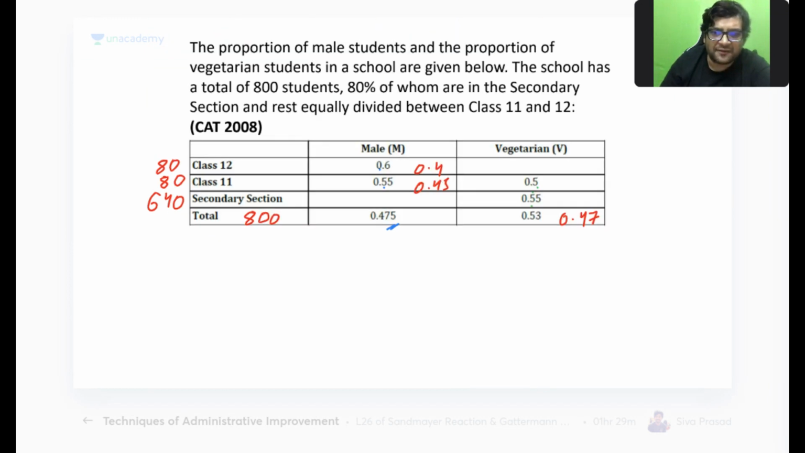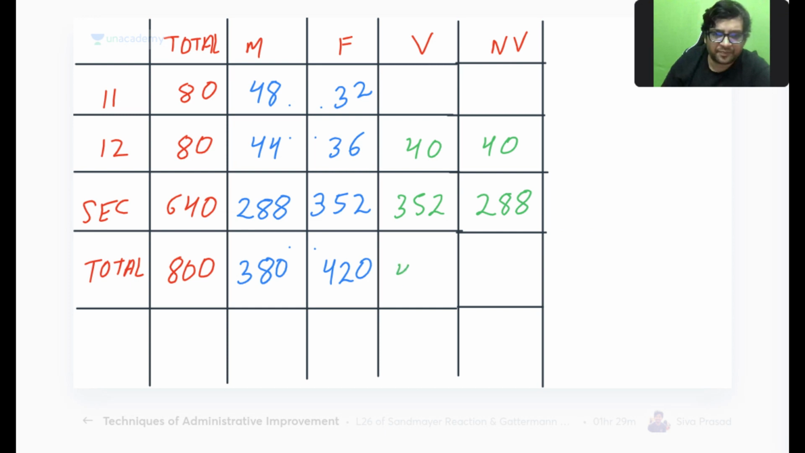And in my total, 53% is veg. 53% of 800: 50% of 800 is 400, 3% of 800 is 24. This is 424, which means this will be 376. So how much is left? From 376, if you remove 288 and you remove 40, you get this as 48 and you get this as 32.